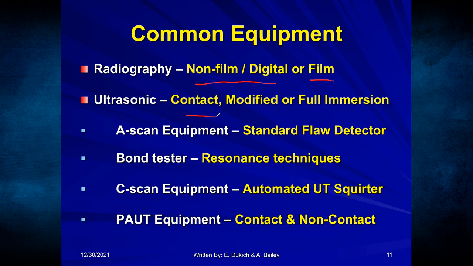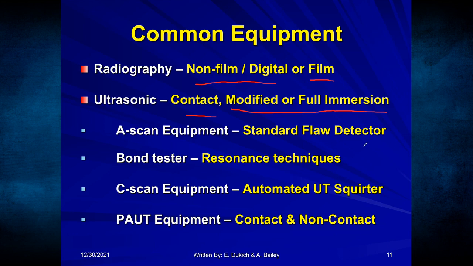For ultrasonics, we can use contact testing. We're actually using a machine that sends electrical current to a probe that vibrates through the material. If we're in contact, we're scanning on the surface, but we're making contact. We can also be careful not to damage the surface. Or we can use a modified immersion technique where we're squirting water at the component, or a full immersion. You're going to see pictures of all of these things in this presentation.